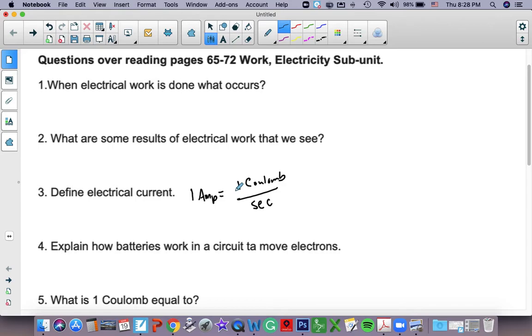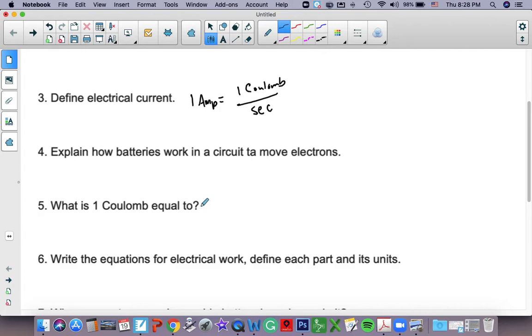So that tells me how fast it's moving, because it's usually charge with time. Then a coulomb: remember we talked about that in class. That's 3.65 billion electrons. It's a pretty big amount, and we figured out how many times it would fill our classroom.